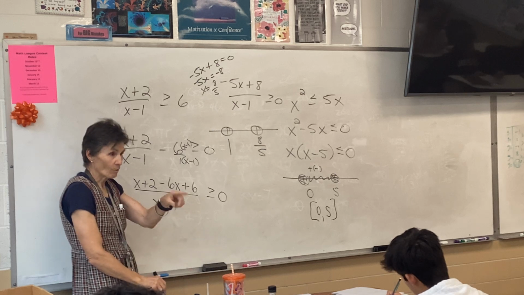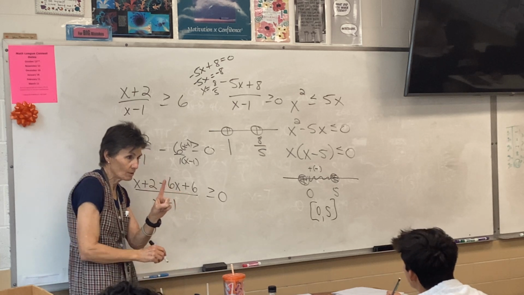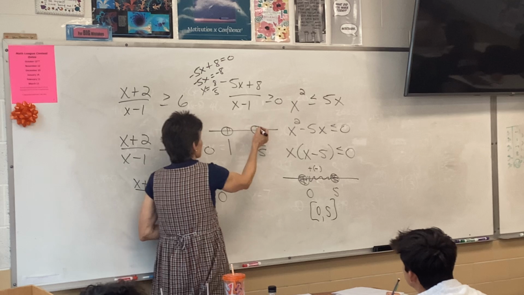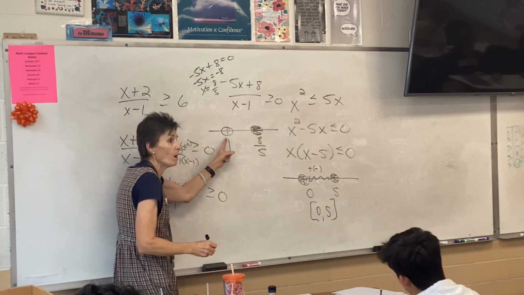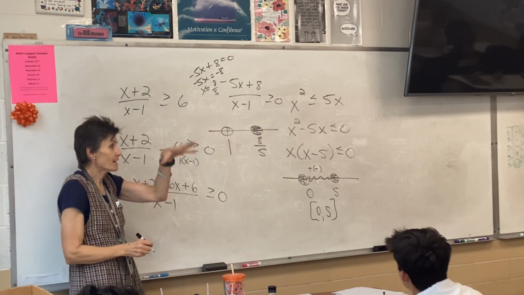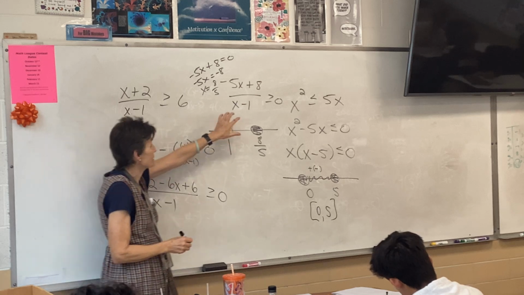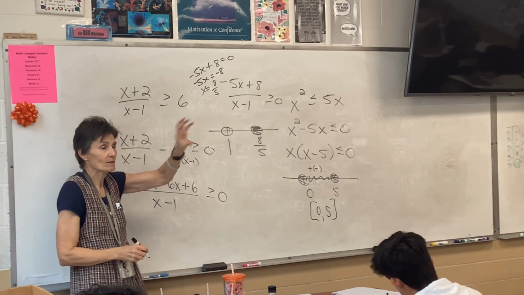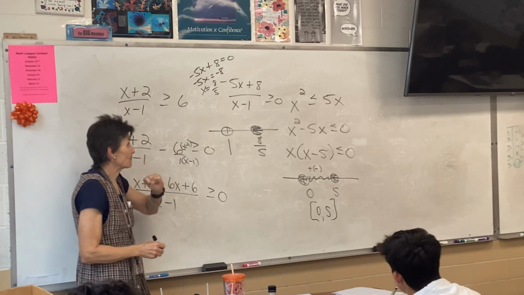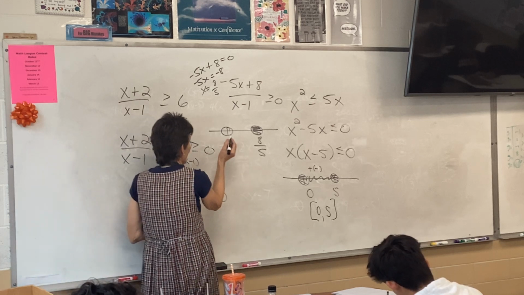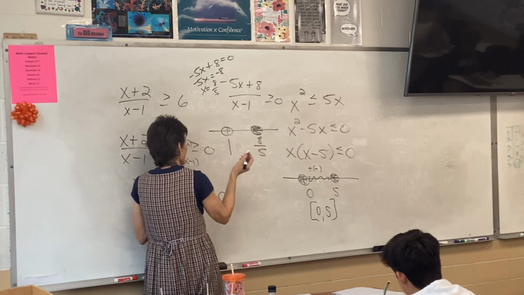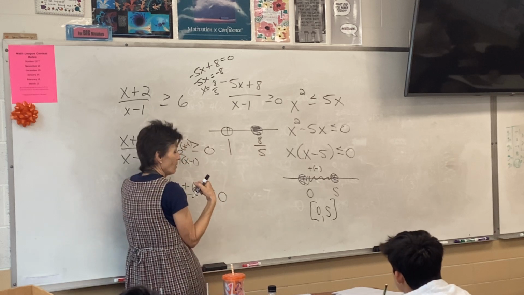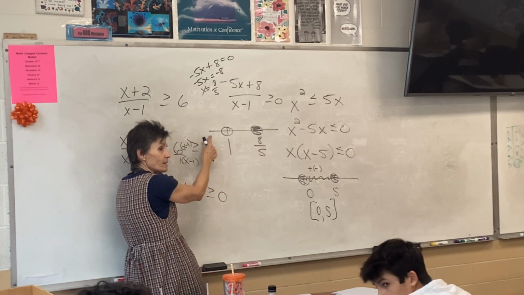Okay, good. Now, we gotta be careful. One of the dots will be closed. The 8/5 will be closed, but the 1 cannot ever be closed because it's a denominator dot, always open, always open. So now I've got my dots. Okay, I'm gonna pick a number. I'm gonna pick 0. 0 is out here.